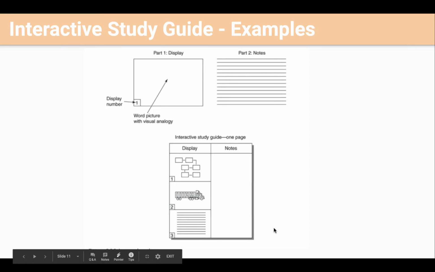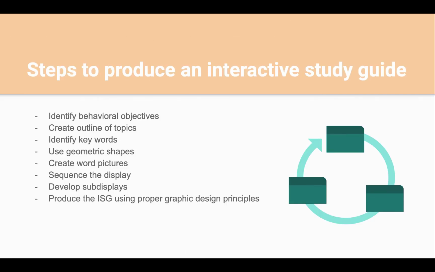So these are the necessary steps to produce an interactive study guide. First, you would need to identify the behavioral objectives for the lesson. Then you would need to create a detailed outline of topics that relate to each objective. And then you would need a narrative section that would identify the key words. Additionally, you would want to use geometric shapes to show relations or visuals to assist the learner in understanding each section. Then you want to go ahead and create word pictures for the narrative sections by leaving blanks where the students can fill it in. This will help to make sure that they're following along and keep them engaged.